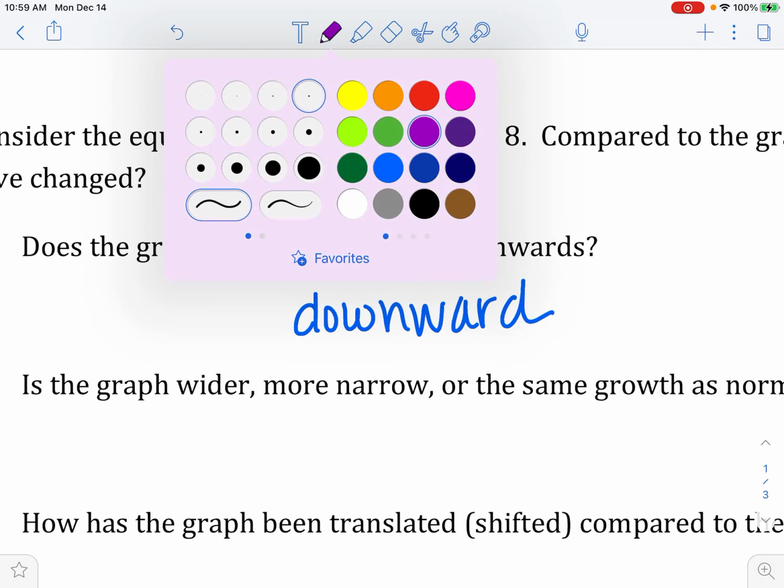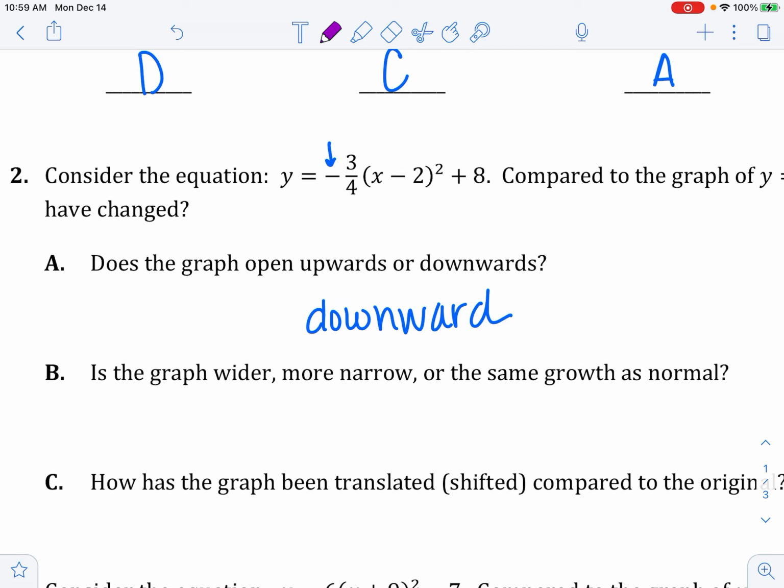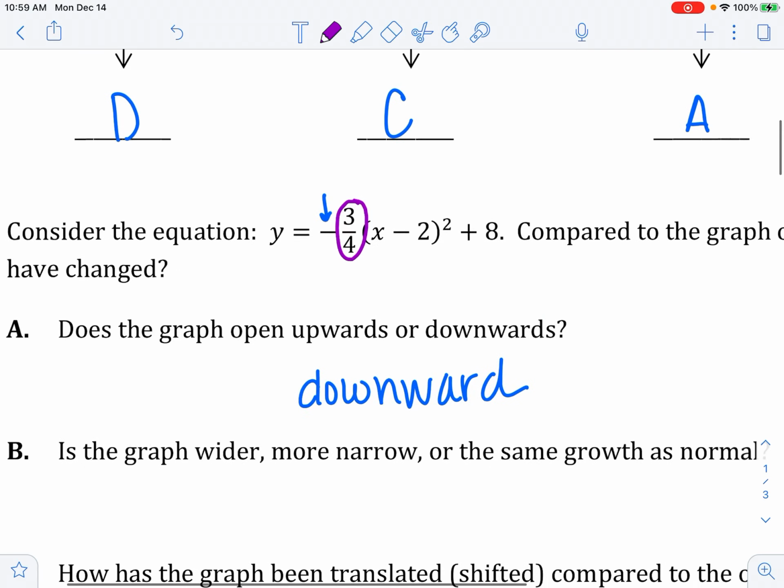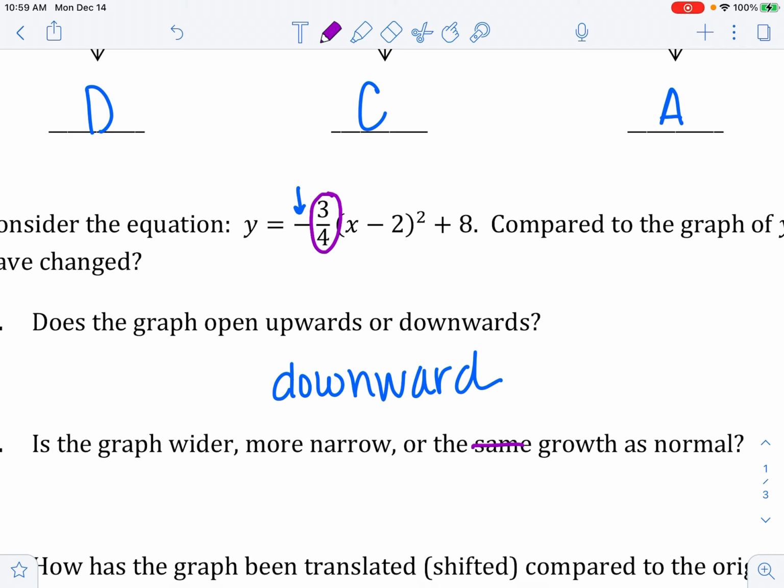All right, next question. Is the graph wider, narrower, or the same growth as normal? So I'm going to look at this 3/4. Since this is not a 1, it's not the same. That's out. Okay, so the same is out. It's either wider or narrower. So 3/4 is a small number, so the first guess usually people make is narrower. But it's the opposite of that. It's wider.